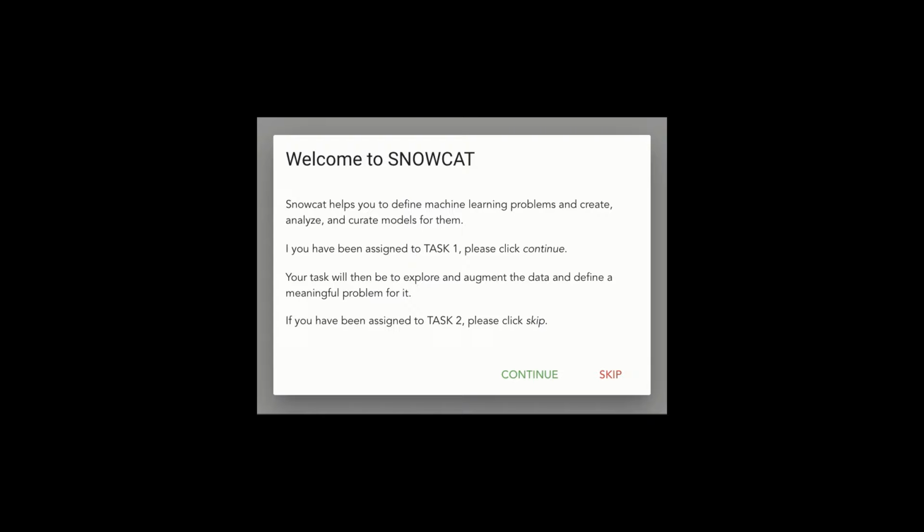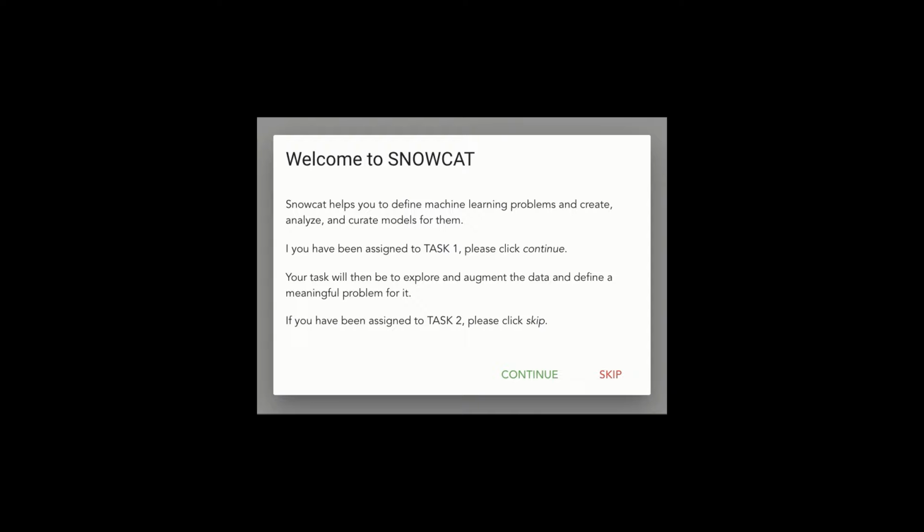Welcome to our problem discovery and model generation system, called Snowcat. Snowcat helps you to complete two tasks. The first task is to discover a number of problems, which can be used by any automated machine learning system to generate models against these problems.